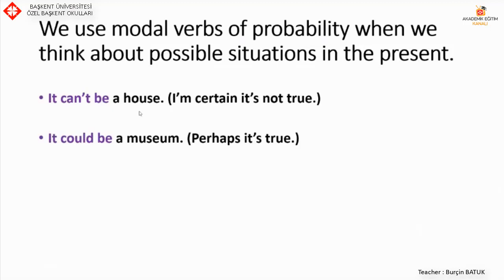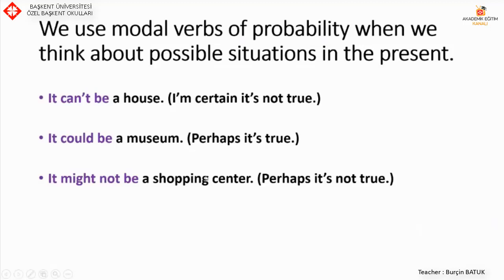And the second one, it could be a museum. Perhaps it's true. Bakın burada kesinlik yok yukarıdaki gibi. It could be a museum. Belki de doğru olabilir ama olmayabilir. O bir müze olabilir.